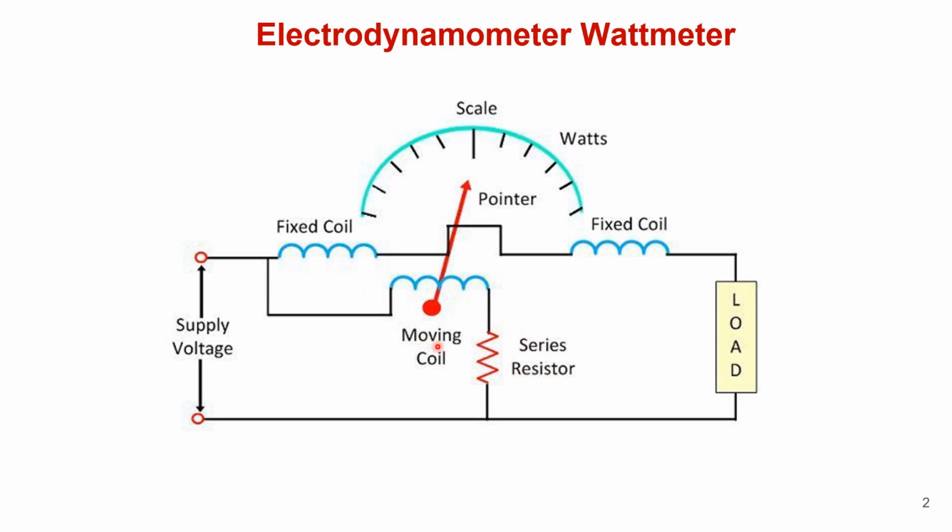So there are two coils, one is the moving coil, another one is the fixed coil. The fixed coil is divided into two halves. The halves are in parallel and they are connected in series with the load. The fixed coil which is connected in series with the load is named the current coil, and the moving coil which is connected in parallel with the load is named the potential coil or pressure coil.